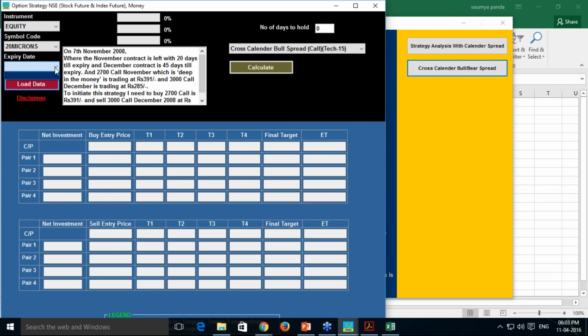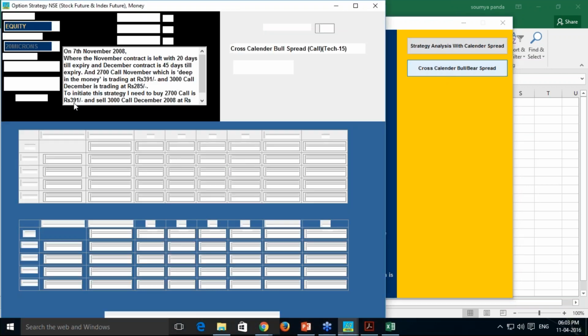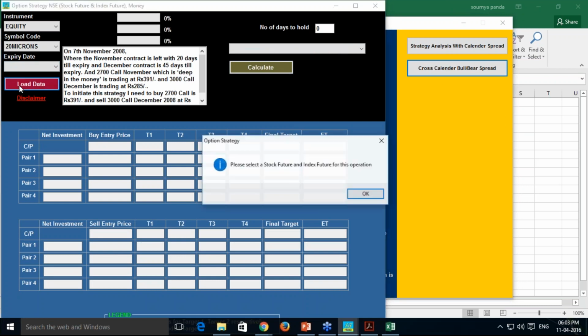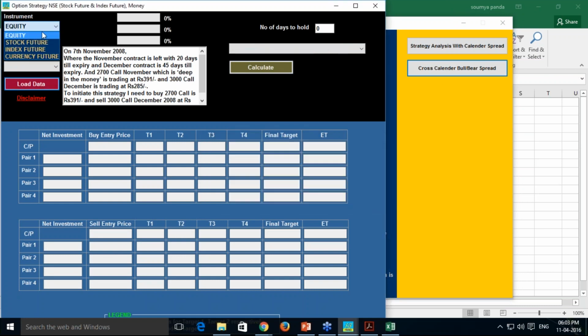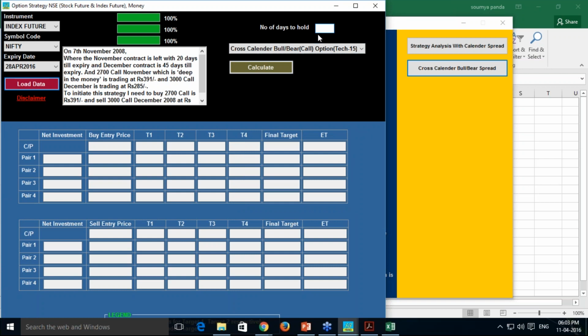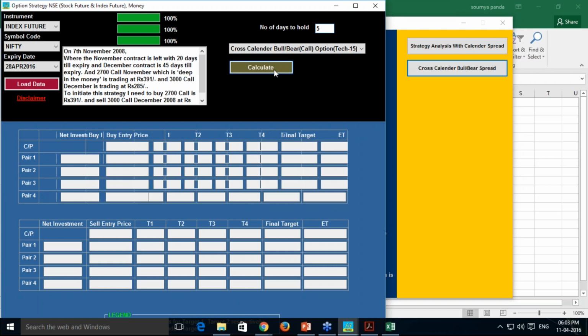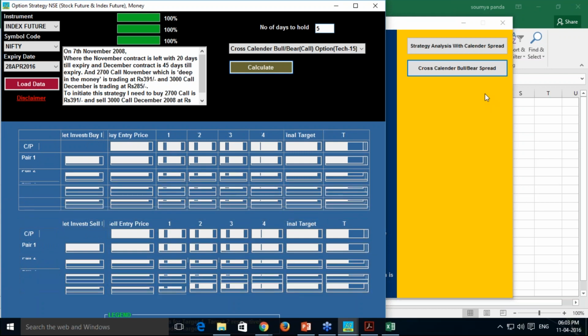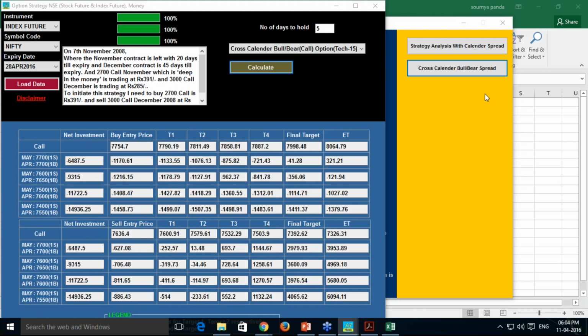Suppose whenever you are forming these cross calendar and calendar strategies, you have to load the data, and based on that it will work. Suppose I'm forming on Nifty, a cross calendar means one month he will be buying, the next month he will be selling. So this is a scanner type of thing. It can scan and form different pairs, and out of that you can choose any of the best pairs.